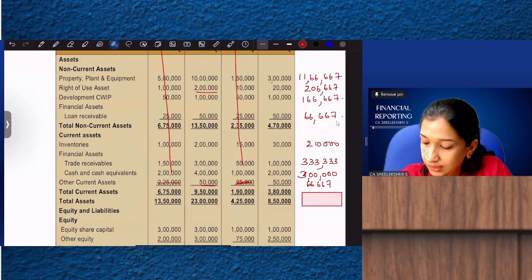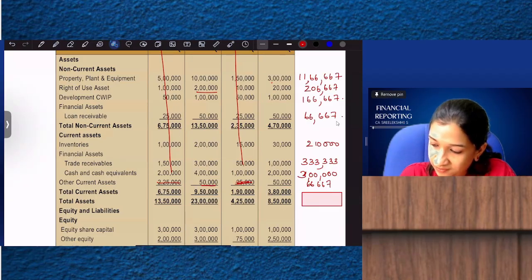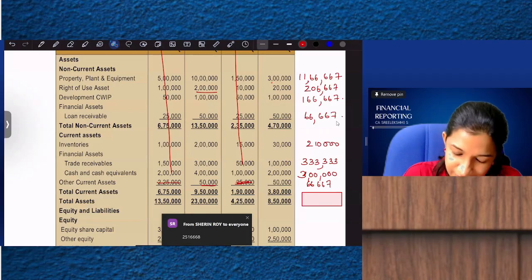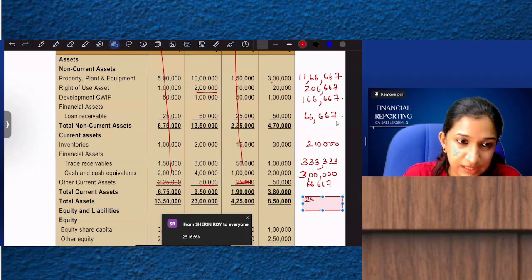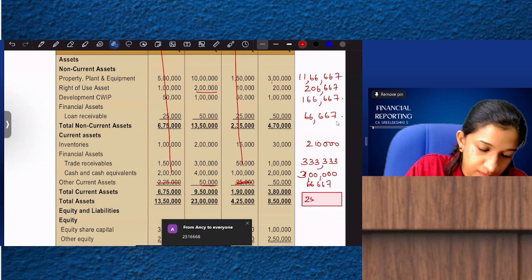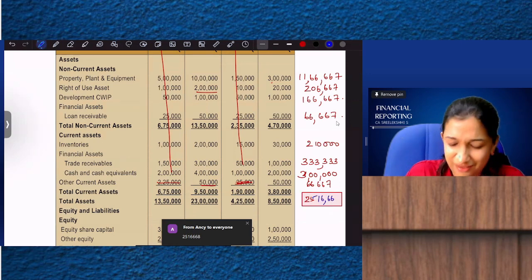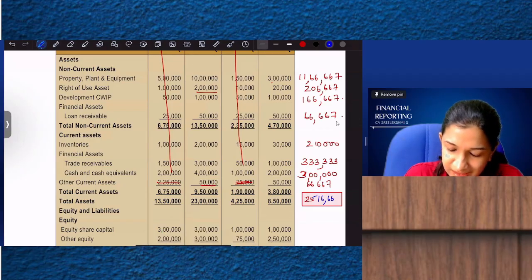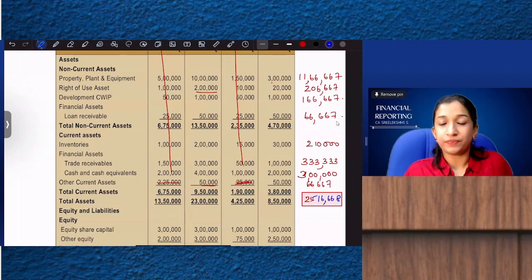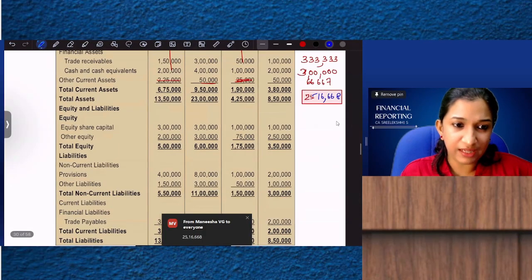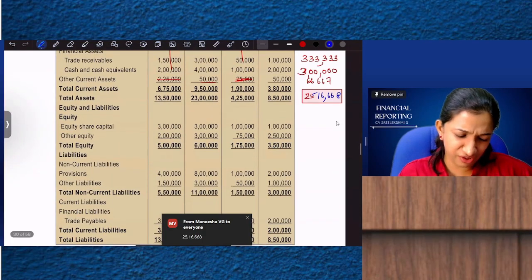So what is the total? 25 lakh 16,000. 25 lakh 16,668, 667. Okay, so how much should I take? 10, 668. Okay. And on the liability side, 25 lakh 16,668. Very good that you're all trying.